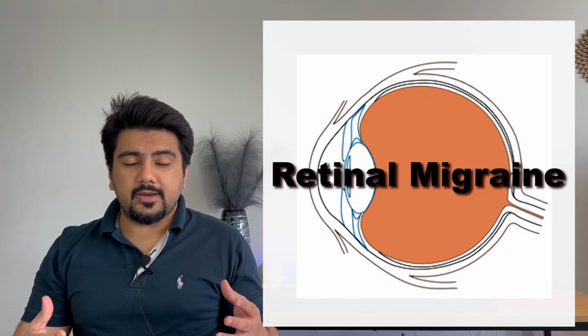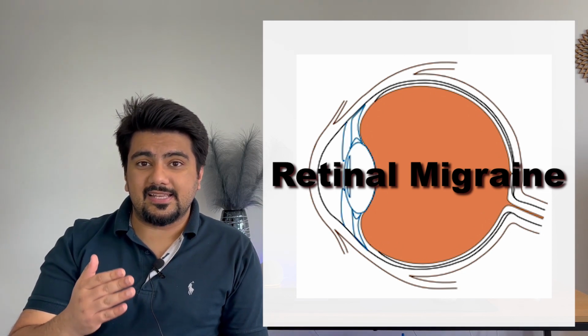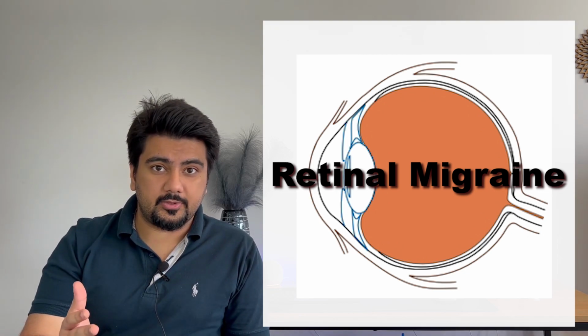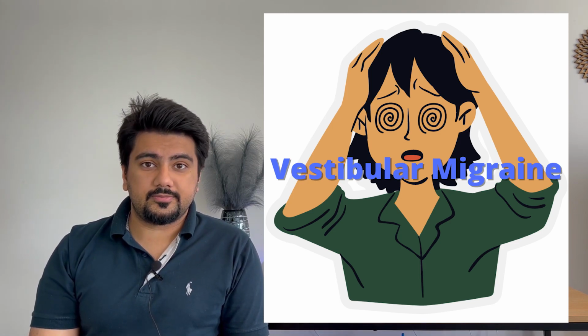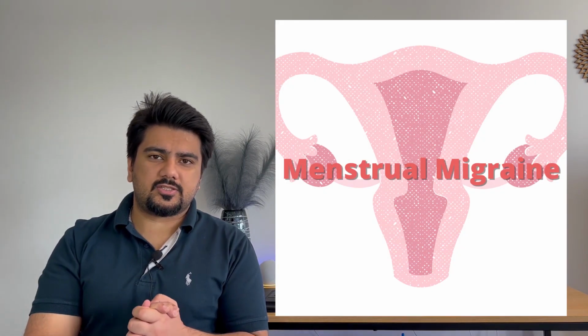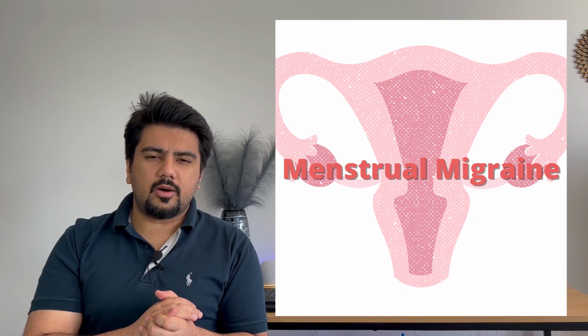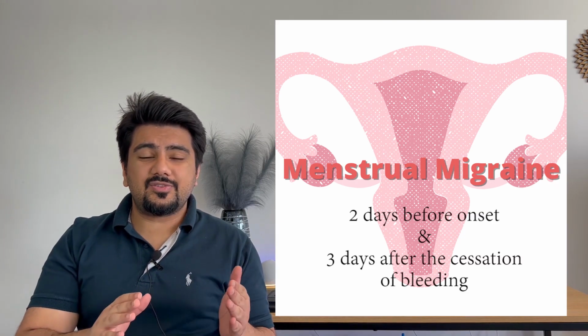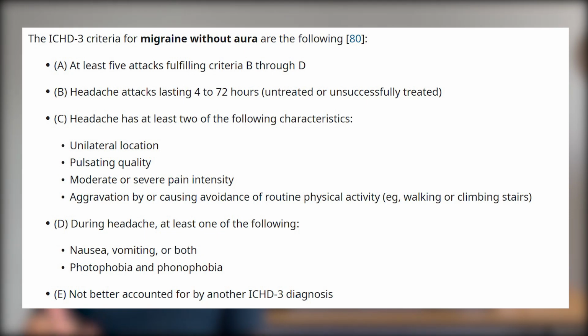You can also have a retinal migraine or an ocular migraine in which there is going to be visual loss, but it is going to last less than 1 hour and it is totally reversible. A vestibular migraine, as the name suggests, is going to be associated with vertigo. A menstrual migraine, as the name suggests, will have a close temporal relationship to the onset of menses in women. The most common days are 2 days before the onset and 3 days after the cessation of bleeding. I'm going to leave a picture up on the screen, which is going to let you know about the International Classification of Headache Disorders version 3, which is used to diagnose a migraine with aura and without aura.